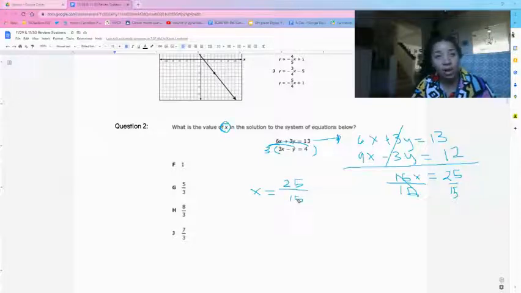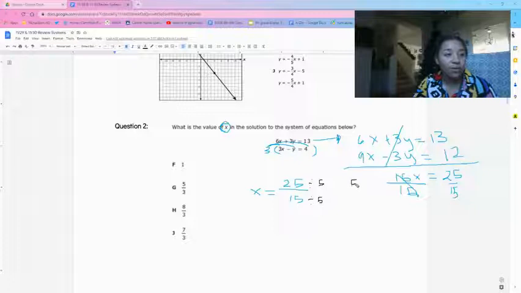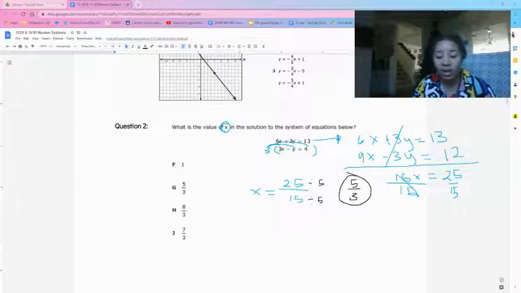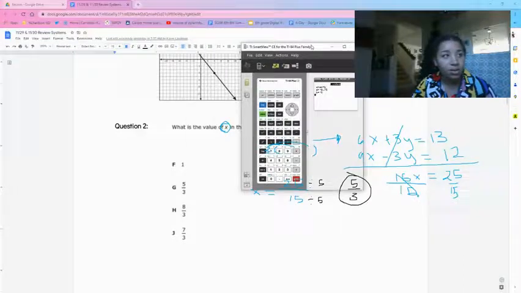So you can either find the greatest common multiple. I know it's going to be 5. So I'm just going to do that right here, and simplify it. And this will turn to 5 over 3. But if you're not that fast, it's okay. Sometimes it takes us longer than others. You can just grab the calculator because nobody's going to know the difference.